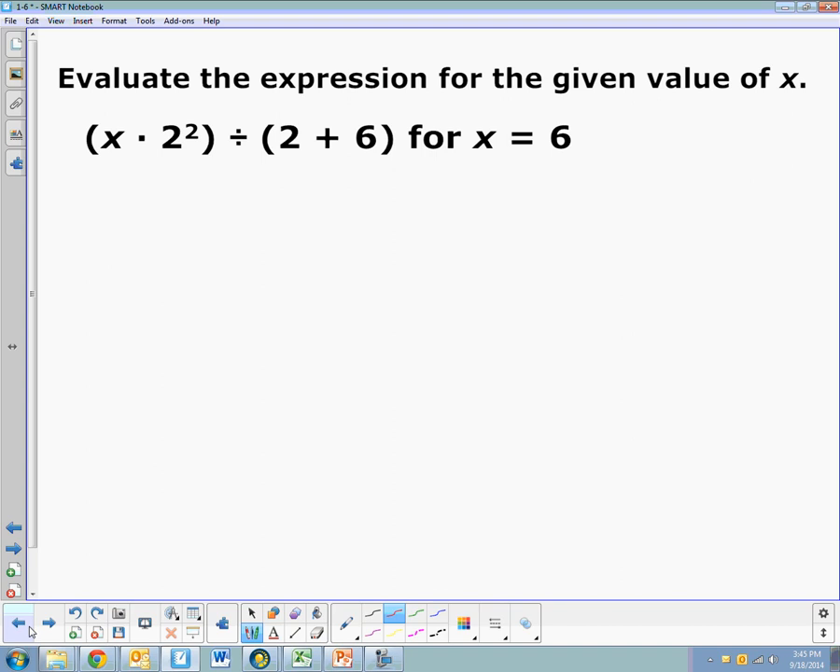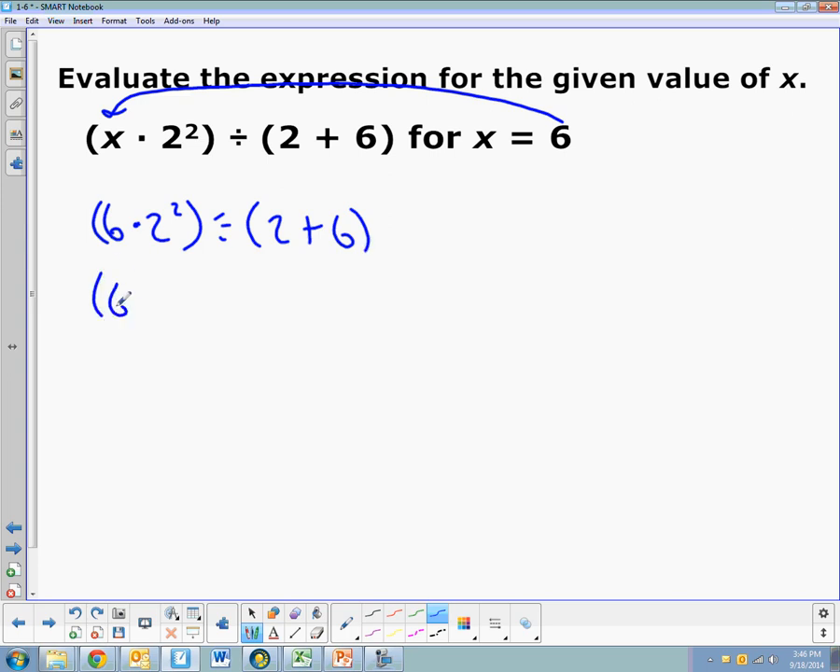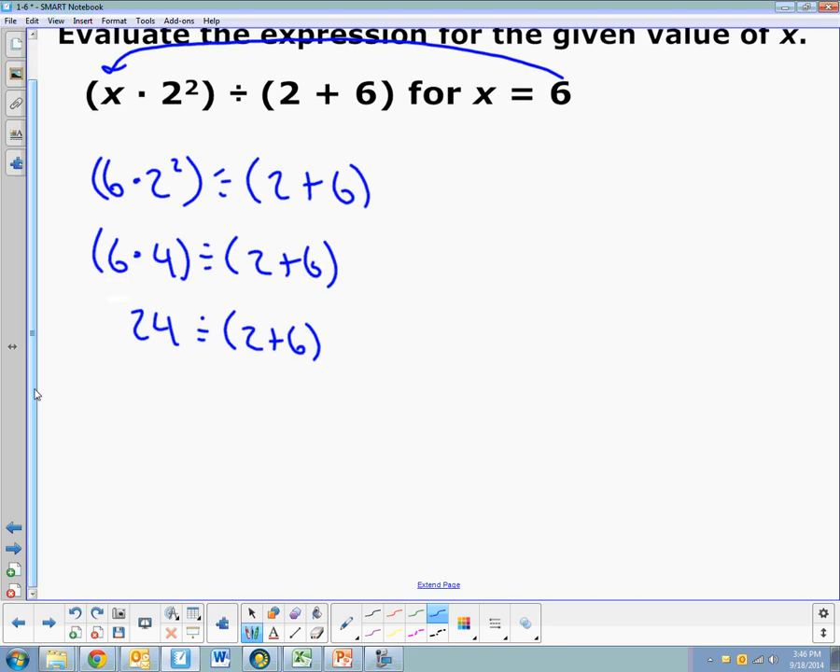Okay, we've got a substitution. We know what x is, so we're going to have to substitute. X is 6. So I get 6 times 2 squared in parentheses divided by 2 plus 6 in parentheses. Do my parentheses first. I've got an exponent in one of them. So 6 times 4 divided by 2 plus 6. I do multiplication. 6 times 4 is 24 divided by 2 plus 6. Now I can't do 24 divided by anything yet. So I can't do my division yet. I have to get rid of those other parentheses. So 24 divided by 8, we're going to get 3.